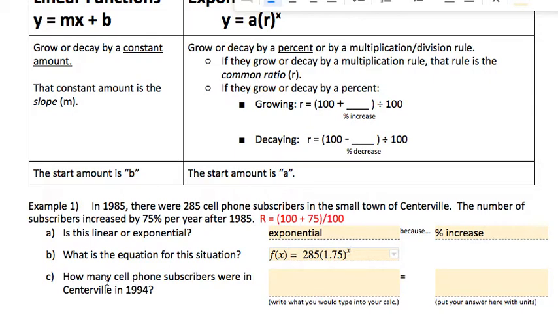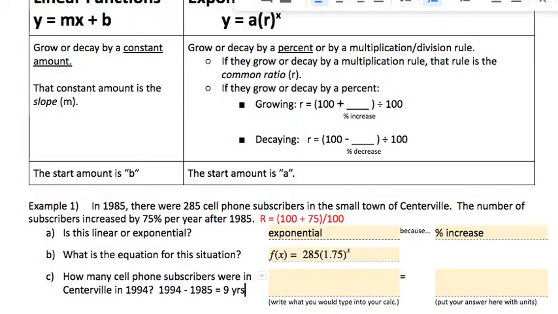So the question we're trying to answer is, how many cell phone subscribers were in Centerville in 1994? And so this is slightly tricky just because we're dealing with years. X in this case stands for years. This started in 1985 and it's asking me about 1994. So I have to quickly figure out how many years have gone by. So take a minute and see if you can figure out how you could calculate that. We just have to subtract. So 1994 minus 1985 to see how many years there are in between, and that's going to be 9 years.